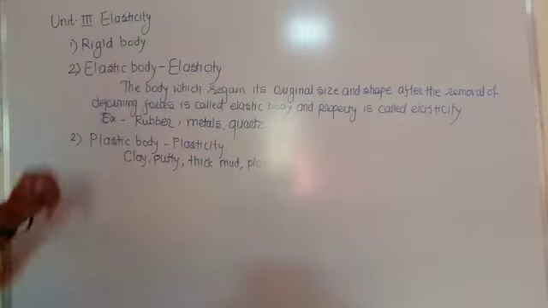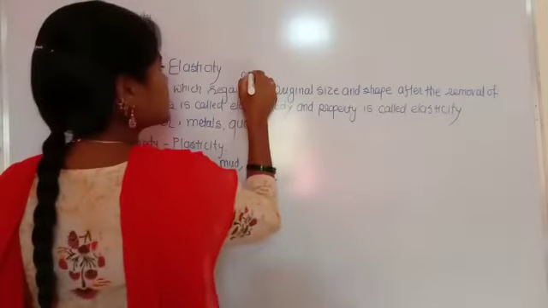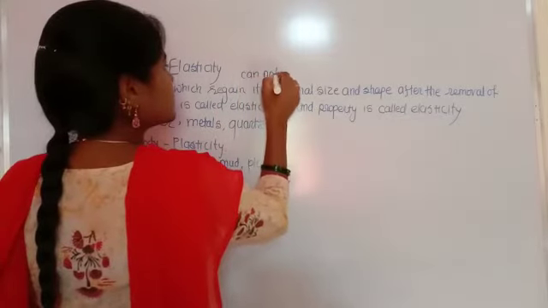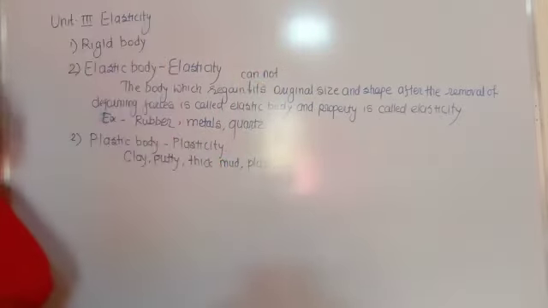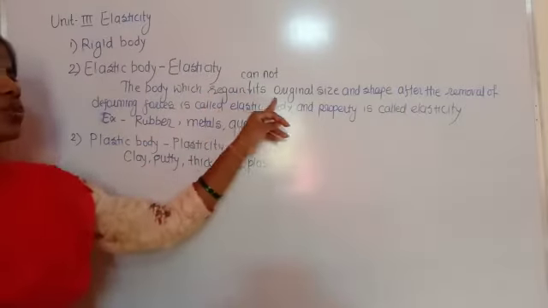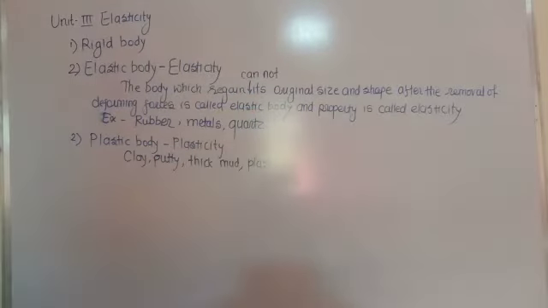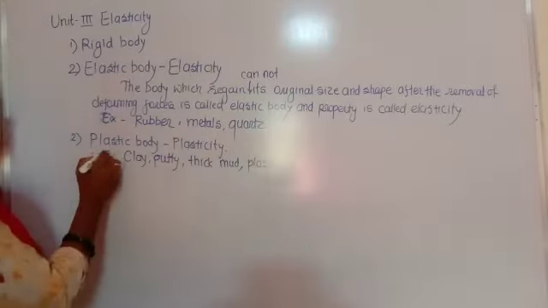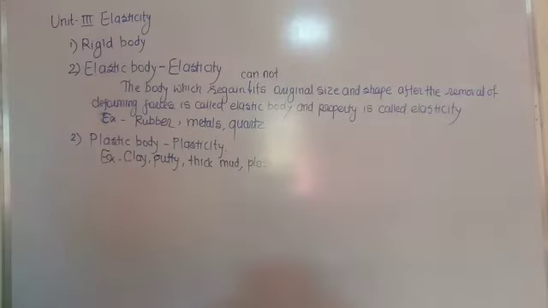Exactly opposite, we have to write here only 'cannot'. The body which cannot regain its original size and shape after the removal of deforming forces is called the plastic body, and the property is called plasticity. For example, clay, putty, thick mud. So these are the basic definitions of rigid body, plastic body, and elastic body.